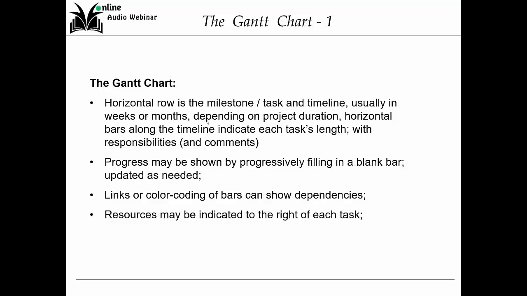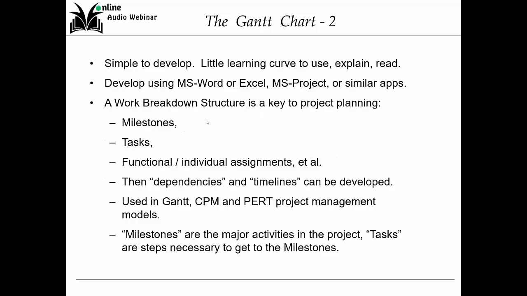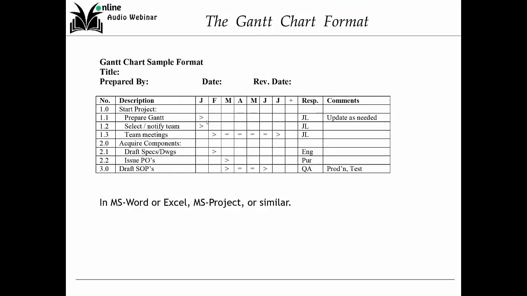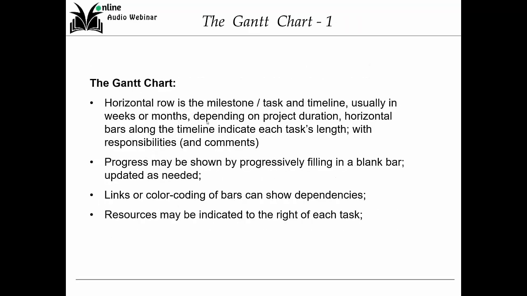So let's look at the Gantt chart. I'll just go ahead here a minute. Here's the Gantt chart. We'll go back and visit this a minute or two. You notice there's a horizontal row. It starts with a milestone or task on the left-hand side. Then you have a description of that task. Then you have a timeline for that task. Then you have a responsibility for carrying out that task, whether it be a function or a person. And then you may have some comments, maybe the deliverable.